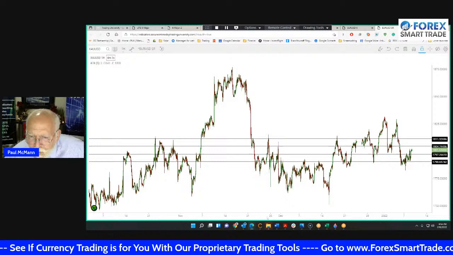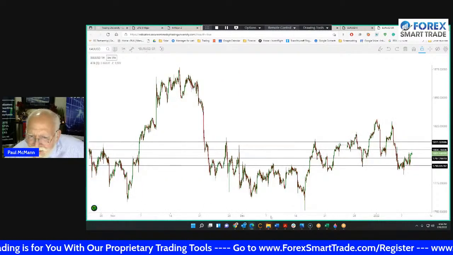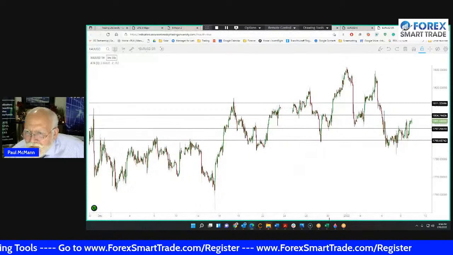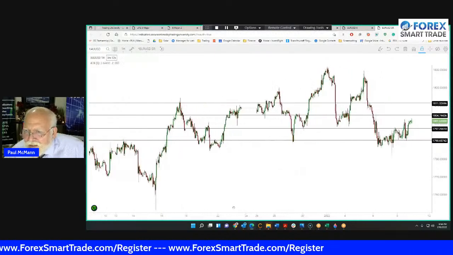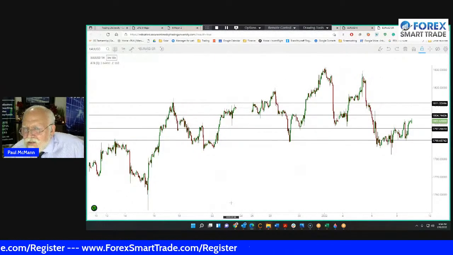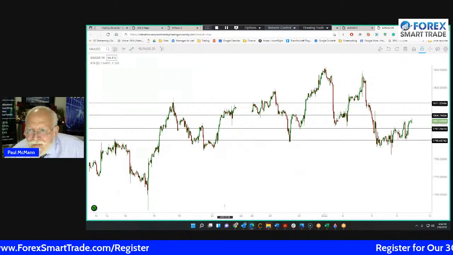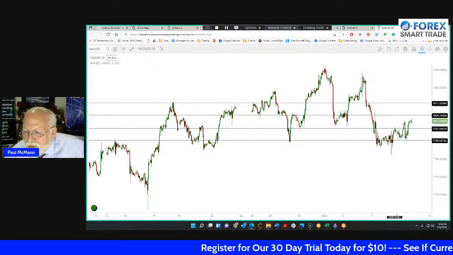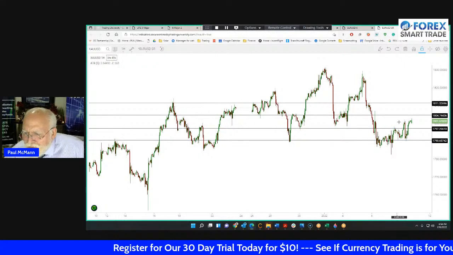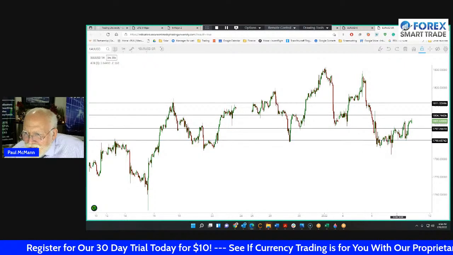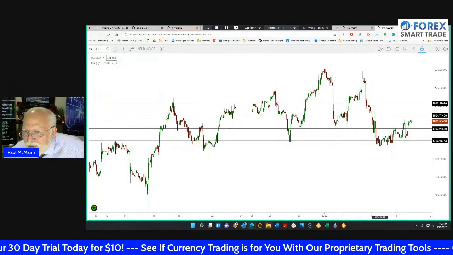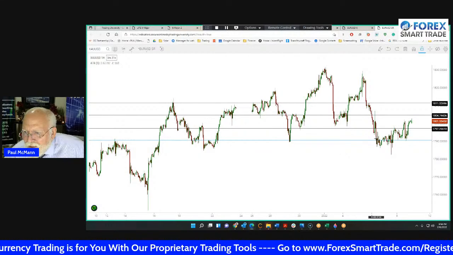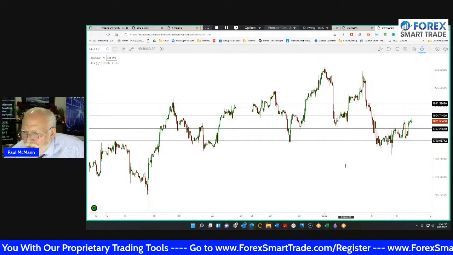So now that I got the support and resistance, what do I have for a trend? A little bit of an uptrend since Thursday. Small uptrend. Big down day on the 5th. So we're trading into an uptrend.